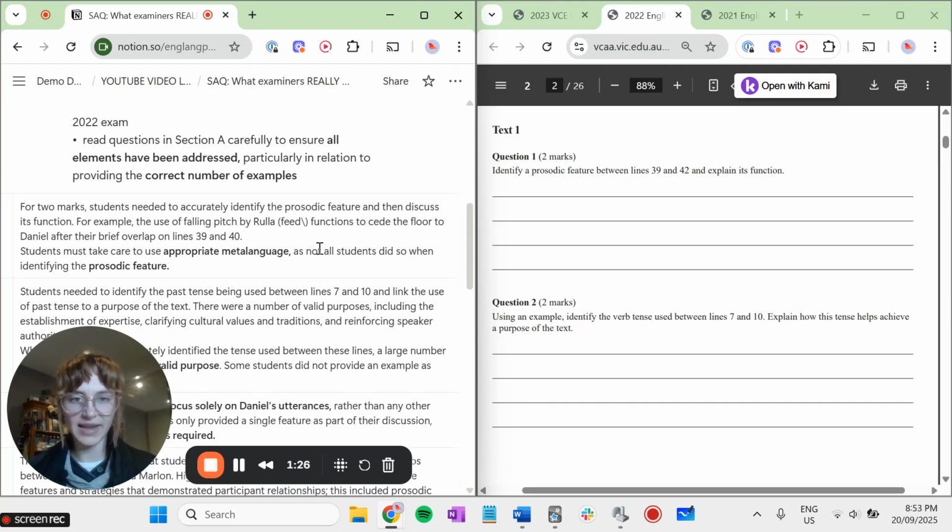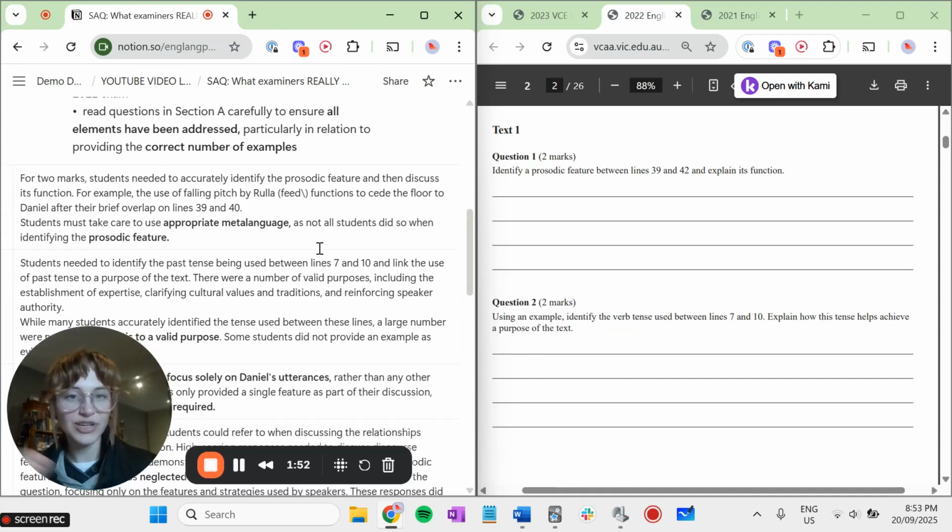This is a common thing: the question might, for example, without actually saying the number, say identify a prosodic feature, which just means 1, or it could be something like identify the purposes of this text. Whenever they use a plural like that, even without a number, it means you need to include more than one purpose. So it's super important that you're aware of this when you write your short answer questions.